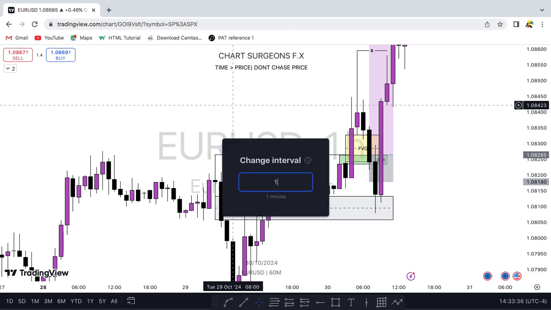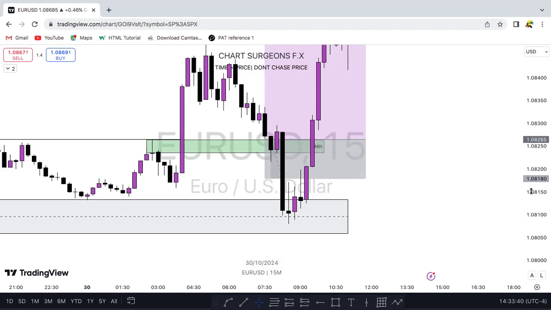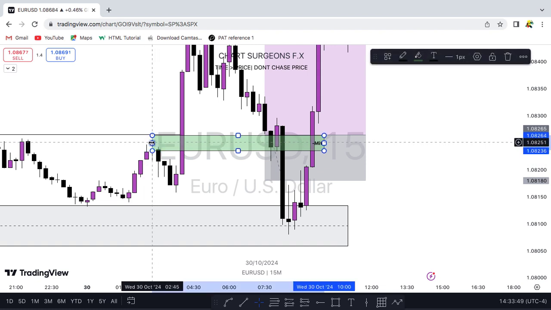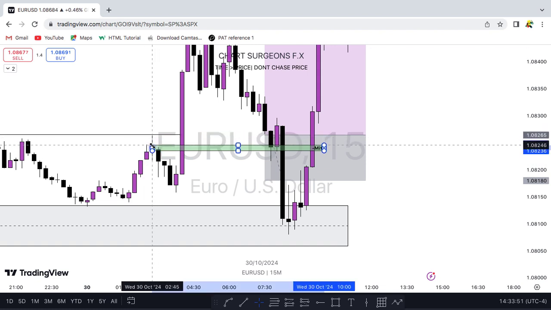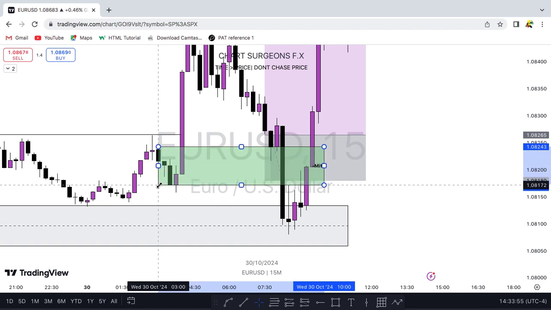So now, when I was looking at the 15-minute to refine the entry, I stumbled upon this mitigation block over here. And looking back on it now, this was not a valid mitigation block, but it could have at least still been a valid order block. From here to here, we still had a valid order block.